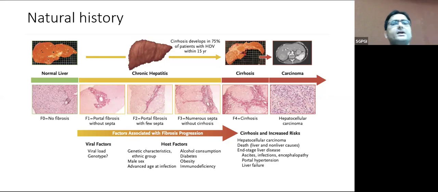Then comes the factors. What are the factors associated with fibrosis progression? The genotype plays a role, genetic characteristics, ethnic group, male gender, advanced age at infection, along with alcohol consumption and risk factors like diabetes, obesity, and immunodeficiency. If all of these factors or one of these factors is present, then the patient has higher chances of progressing to cirrhosis at a rapid rate. And once cirrhosis develops, then we know that decompensation and HCC will occur.